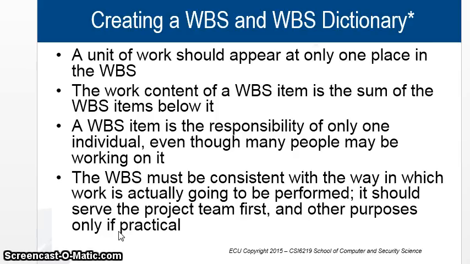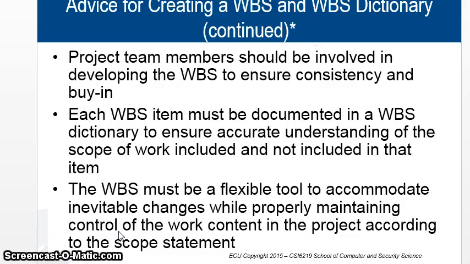Items must be practical, so they must be consistent with the way in which work is actually going to be performed. It should serve the project team first. So this work structure is actually made to help the project team. It should reflect the way we do it. For example, if our project team is used to doing user requirements in a week, the work structure should reflect how long they actually take, so it should be consistent with how that team actually performs. In fact, it has to be practical. That's what they're trying to say.